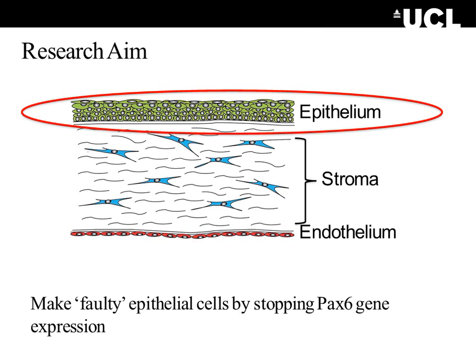So the aim of my project is to try and make this tissue-engineered cornea, but make it aniridic. So I want to try and make faulty epithelial cells and put these cells onto the tissue-engineered cornea and see what happens basically to the cells.